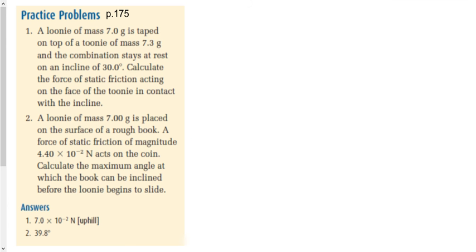Okay, let's have a look at these two questions, please, on page 175. Let's have a look at question number 2. Here's our hill. We don't know the angle, actually, this time, theta. It says the loonie of mass 7 grams. They really like these loonies here. 7 grams, 0.0070 kilograms. It's placed on a rough book. Calculate the maximum angle at which the book can be inclined so that the loonie begins to slide.